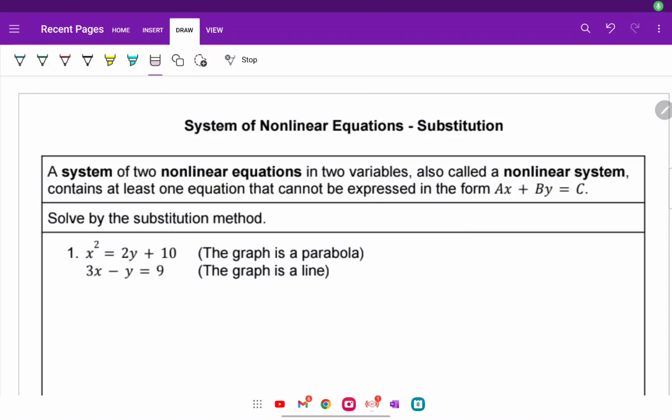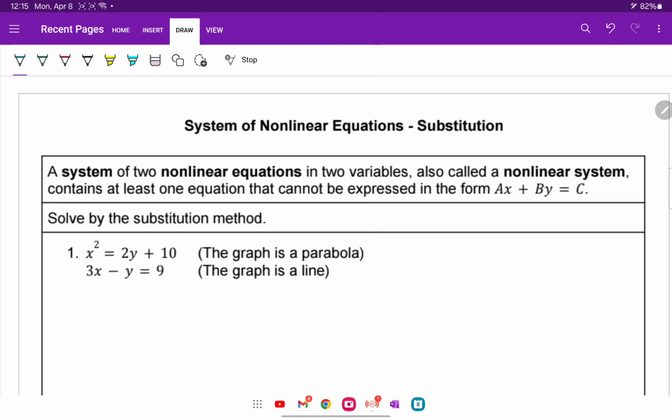So these are going to be the notes for a system of nonlinear equations using substitution. A system of two nonlinear equations in two variables, also called a nonlinear system, contains at least one equation that cannot be expressed in the form ax plus by equals c, which is a line. All right, so the directions for 1 through 4 say to solve by the substitution method.